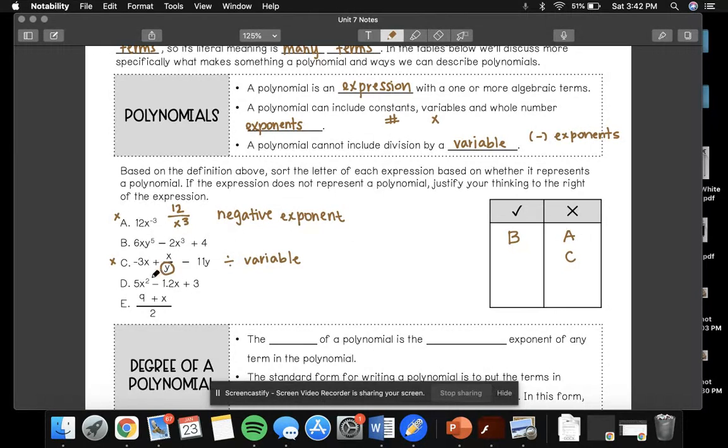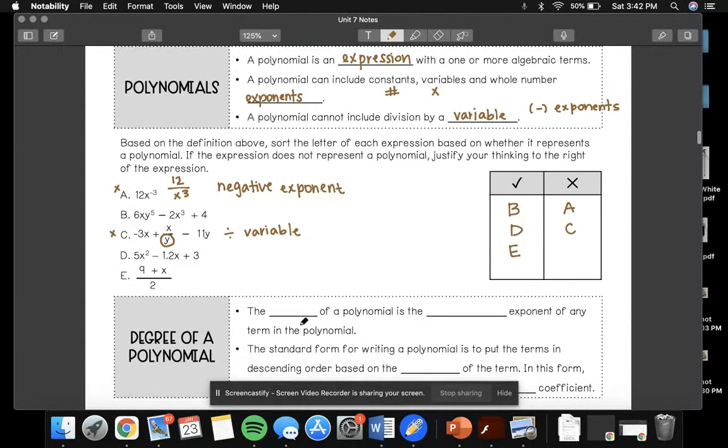All right. D, 5x to the second minus 1.2x plus 3. This looks very standard. It has numbers and variables and positive exponents. Okay, so it is a polynomial. And E, we have 9 plus x all divided by 2. And this is actually a polynomial because we're not dividing by a variable. We're dividing by a number that we know. So this would also be classified as a polynomial.